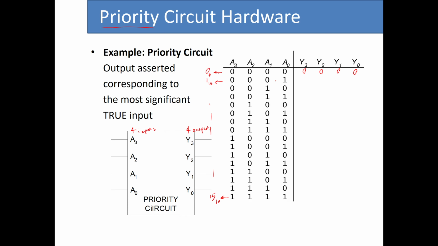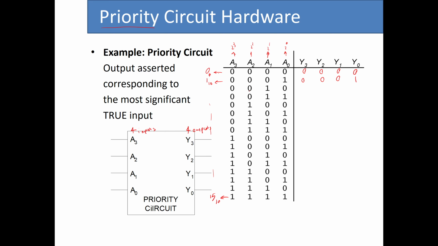Here priority means higher weight. If I consider this as a 4-bit binary number, this bit has a weight of 2 to the 0, this one has a weight of 2 to the 1, this one 2 to the 2, and finally this one has a weight of 2 to the 3. So I define the priority here depending on these weights. Of course, you can define the priority however you want. Since A0 is 1 and the rest are 0, the output associated with A0 is going to be 1.